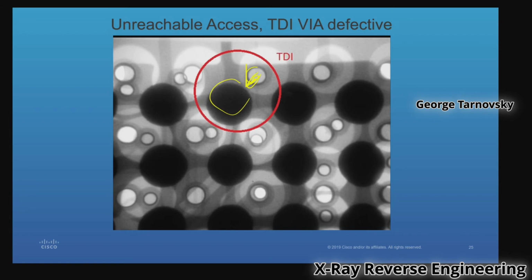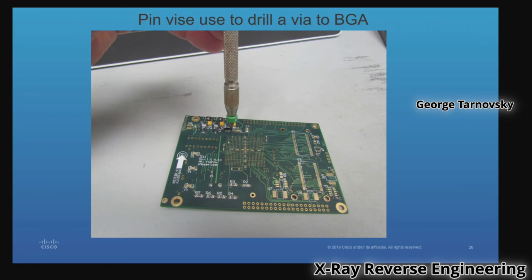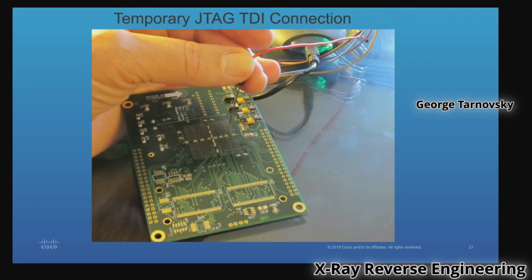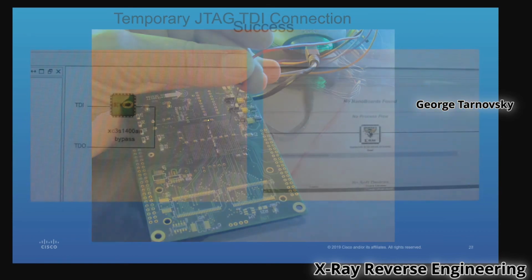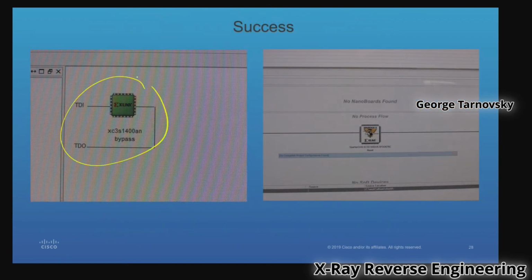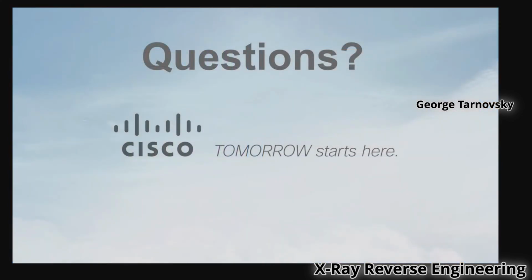So consequently, what do you do? The board was defective, but I needed to get the information out of the device. So with the help of the X-ray, I knew where it was. I took a pin vise and I drilled a hole, touched the ball, gently, of course. That's why I used it by hand, not by a mechanical means like a drill. I'd be through the device. Then I took a pin here, connected to the TDI, and then made contact to it, and the result was it found the device. And we were able to dump it and get the data that we wanted out of it. And that's it. Any questions?